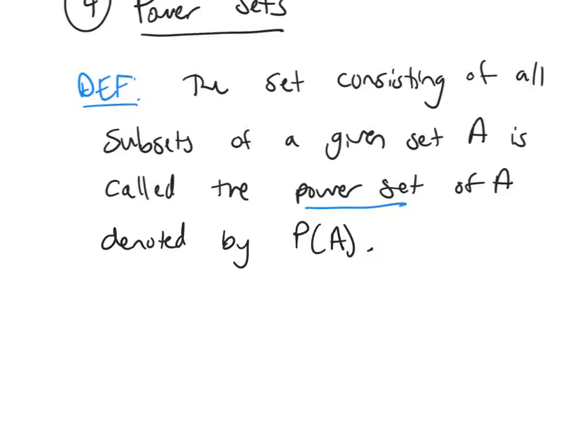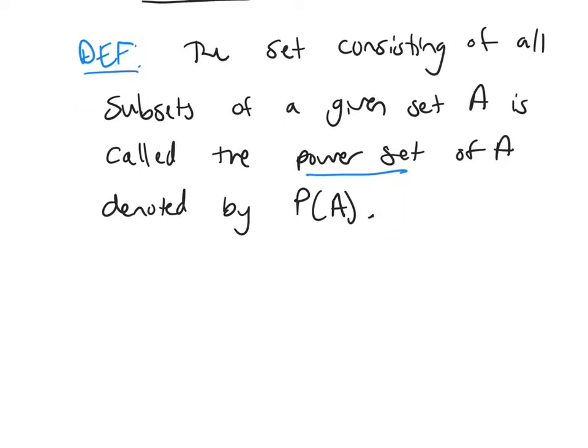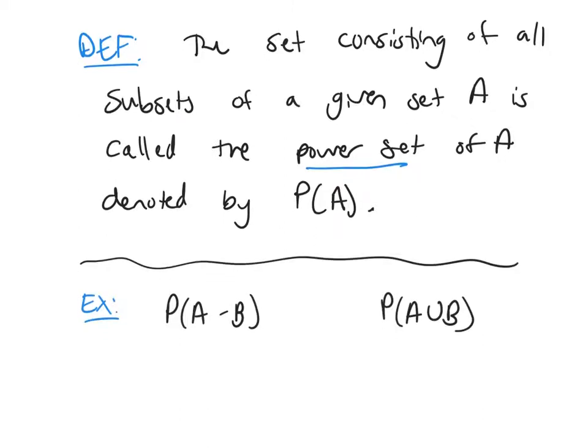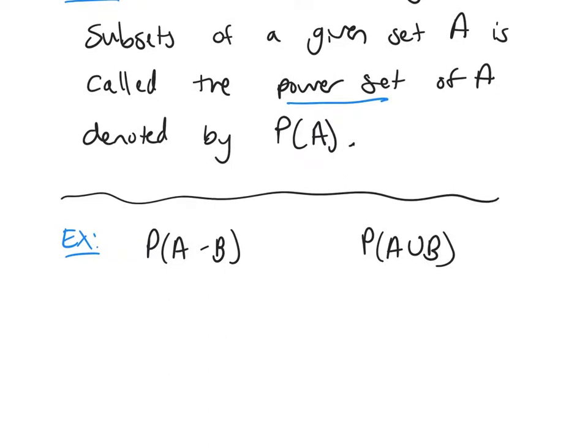So what I want us to do is see, we're going to look at two power sets in our example. I want you to look at the power set of A minus B and the power set of A union B, and I want you to tell me how these two sets are related. You're going to start by looking at an example to see how these sets are related. So we need to pick a set A and we need to pick a set B.